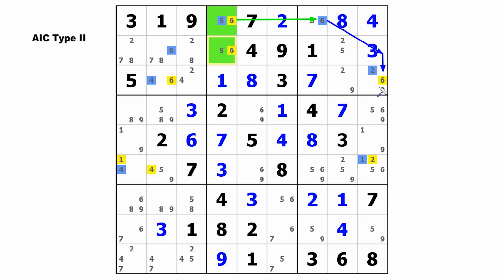And then we've got a weak link to the 2, a strong link to this 2, a weak link to the 1, a strong link over to this 1, a weak link to the 4, a strong link to this 4, and then a weak link up to this 4. Remember, the weak links are green and the strong links are blue. So we've got a strong link over to this 6, a weak link up to this 6, and finally a strong link over to this 6. So we'll do it like that.